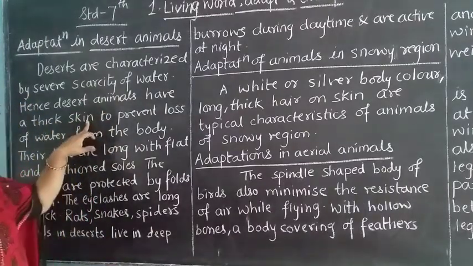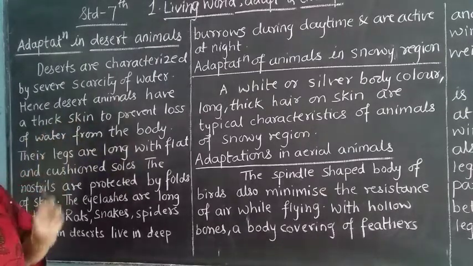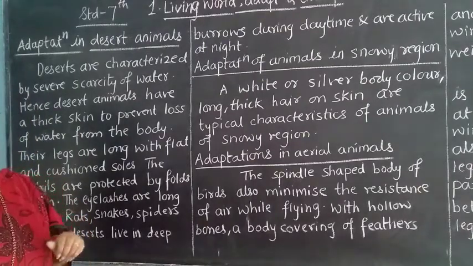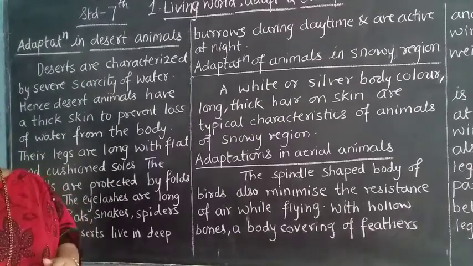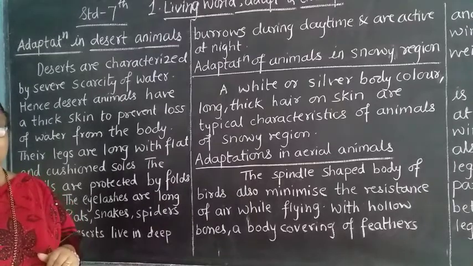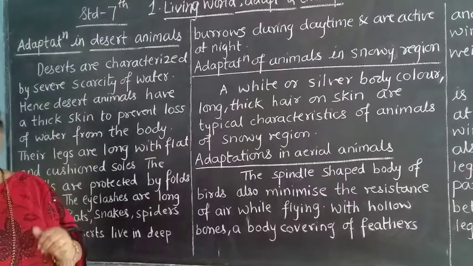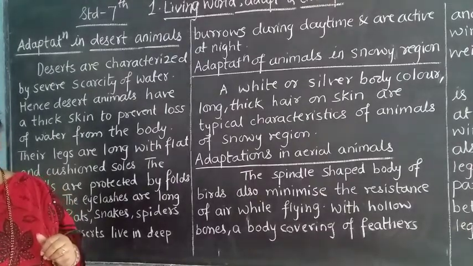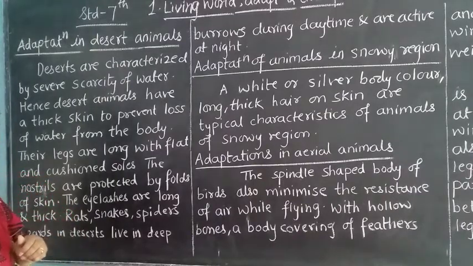So how is their skin? Their skin is thick. Why is this skin there? Because they want to prevent the loss of water. Whatever water is available in their body, they have to use very little of it as there is a scarcity of water, or you can say these animals do not always get water. They have to live only with the scarcity of water.